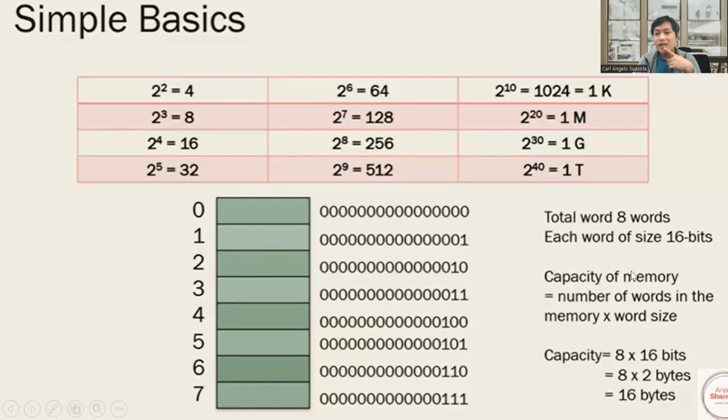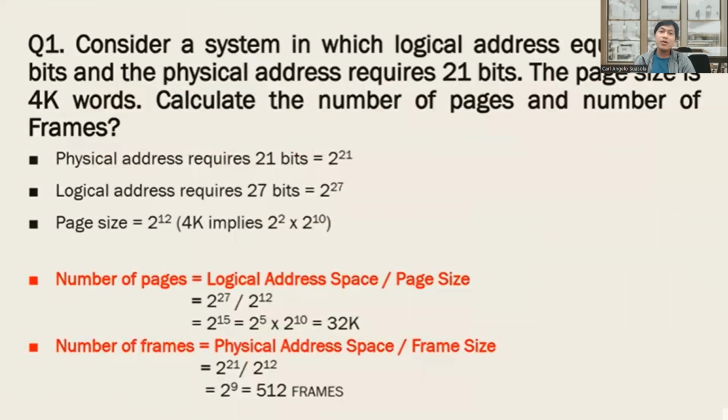So for the 16 bits, we convert it because 8 bits is equivalent to 1 byte. So 16 divided by 8, since 16 bits, the 8 bits is equivalent to 1 byte. So there will be 2 bytes conversion. So we have 8 times 2, which is 16 bytes, for this conversion, which is the capacity of our memory.